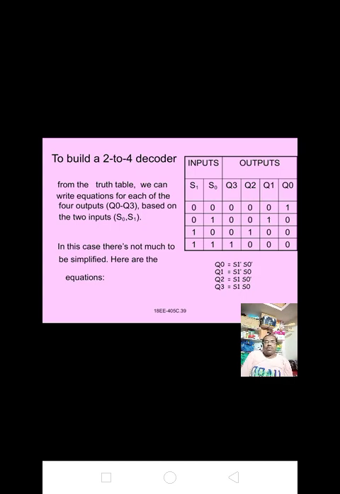From the truth table, we can write the equation for each of the 4 outputs, that is Q0 to Q3, based on the 2 inputs S0, S1. In this case, there is not much to be simplified. Here are the equations: Q0 equal to S1 bar, S0 bar, Q1 equal to S1 bar, S0, Q2 equal to S1, S0 bar, Q3 equal to S1, S0.